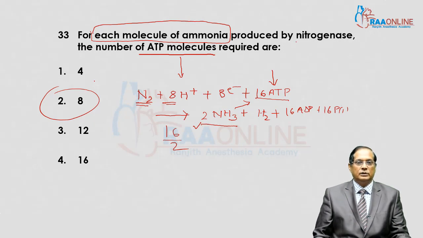For the formation of 1 ammonia, 8 ATPs are required, and any process in which ATPs are needed is termed an active process or energy consuming process.